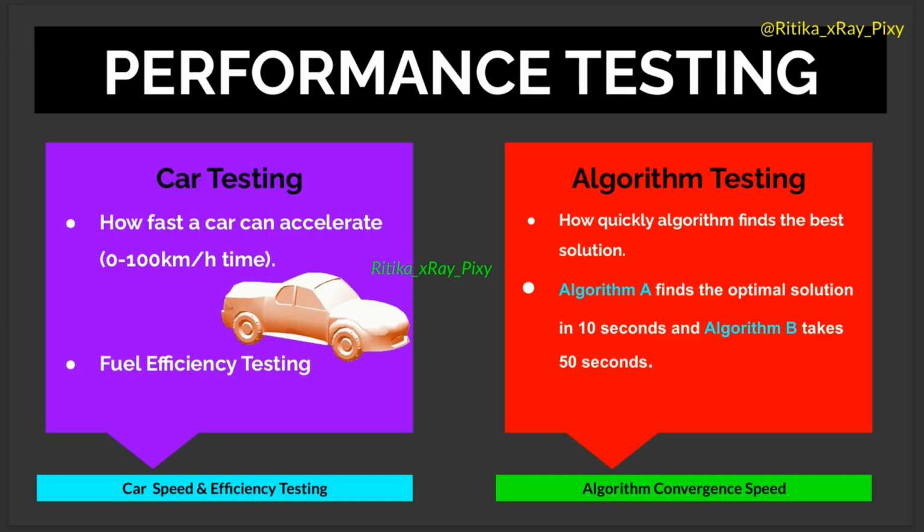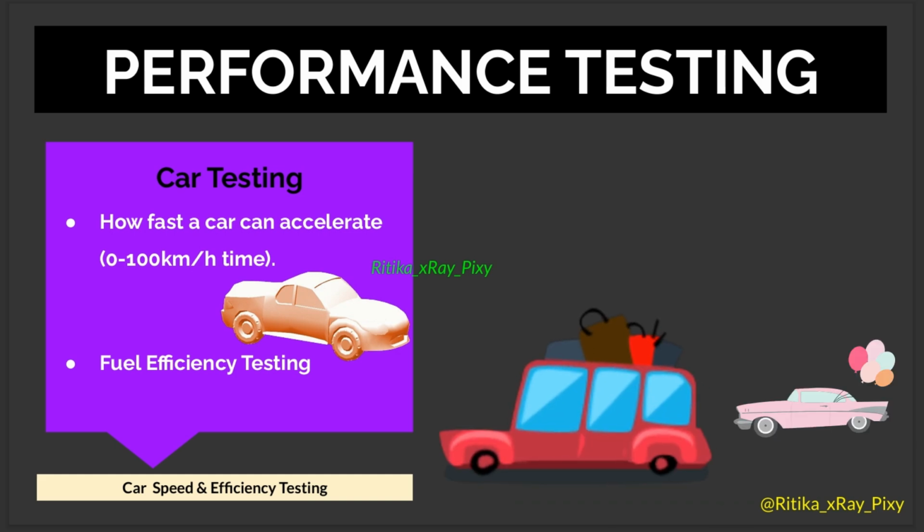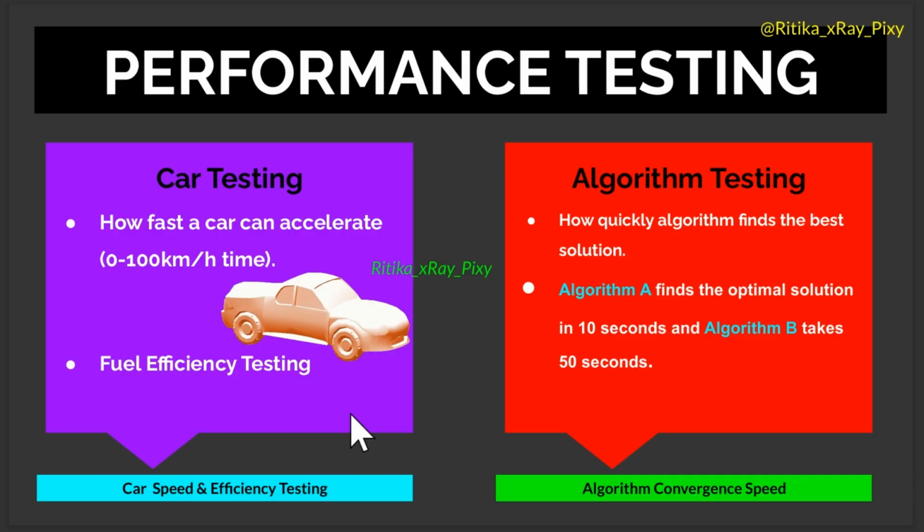First we will check the performance, so we have performance testing. We will check the speed and efficiency for both car and algorithm. During car testing, engineers measure how fast a car can accelerate and also test the fuel efficiency to see how much energy a car consumes. On the other side, during algorithm testing, we measure how quickly an algorithm finds the best solution, that is the algorithm's convergence speed, how fast it converges on the optimal point, that is the best solution. Suppose we have two algorithms, algorithm A and algorithm B.